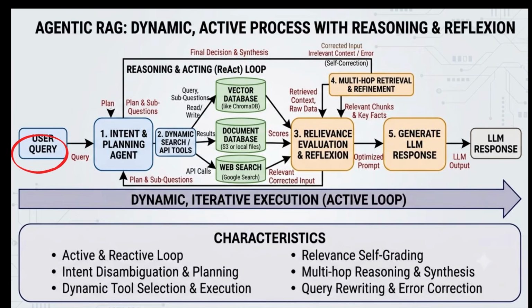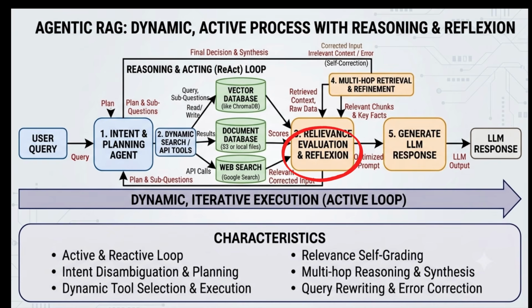User query. The initial question or prompt submitted by the user. 1. Intent and planning agent. Analyzes the prompt to determine the user's intent, breaking complex questions into step-by-step retrieval plans or subqueries. 2. Dynamic search/API tools. Selects and executes the appropriate tool, querying vector stores, document databases, or external APIs based on a plan. 3. Relevance evaluation and reflection.